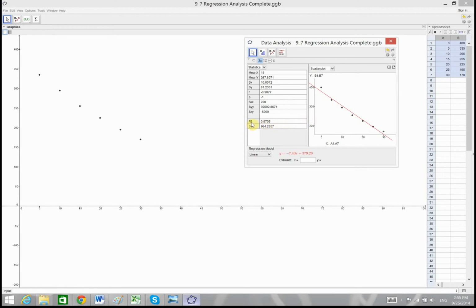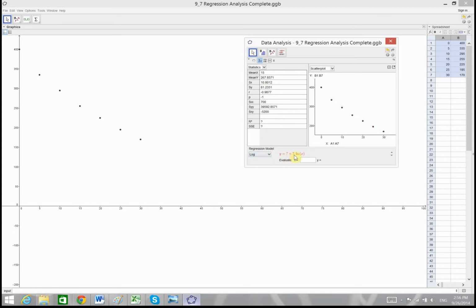We use this number, this R squared number, to determine whether or not it's a good fit. There's a complicated formula for this, but basically, if it had a value of 1, it would be a perfect fit. If it had a value of 0, it would be an awful fit. So the closer to 1 we are, the better. This is pretty good, 97.56%. Let's see if any other models are better.